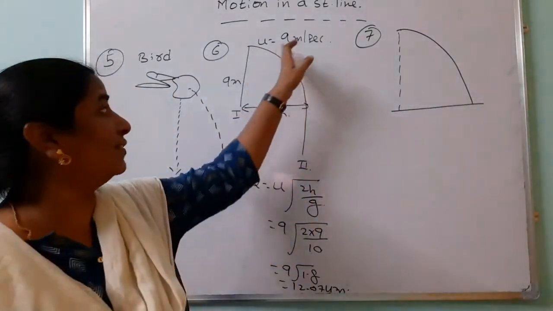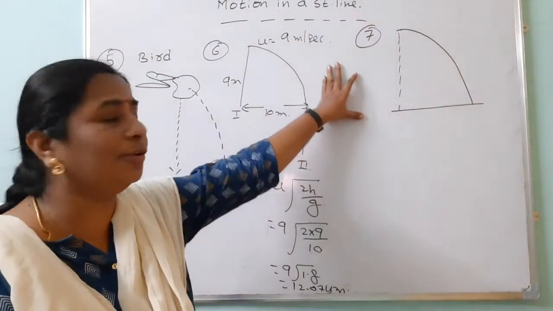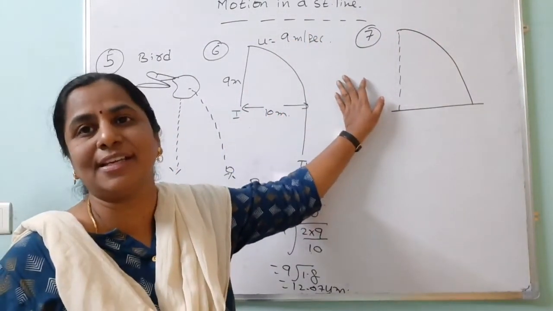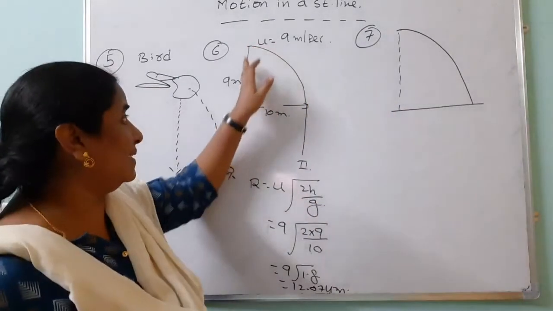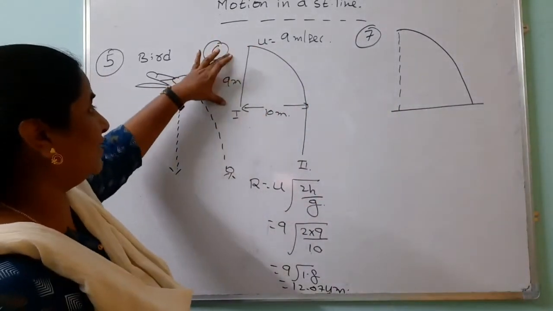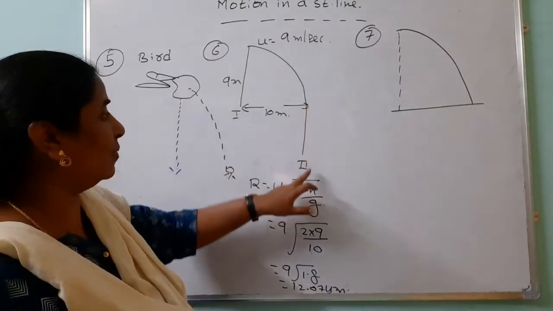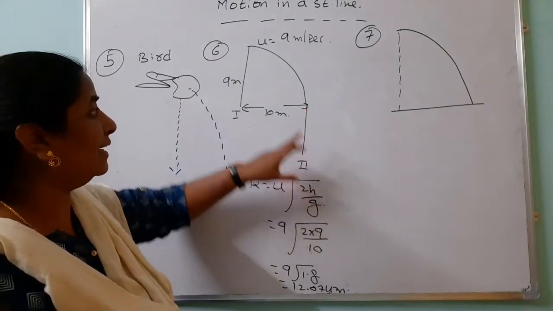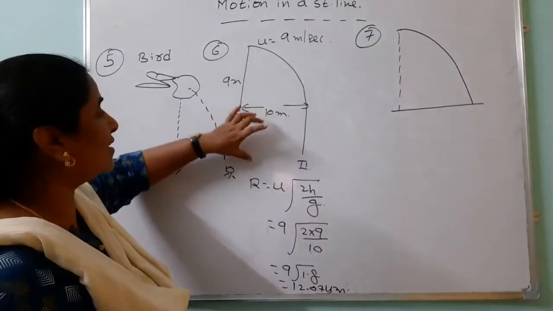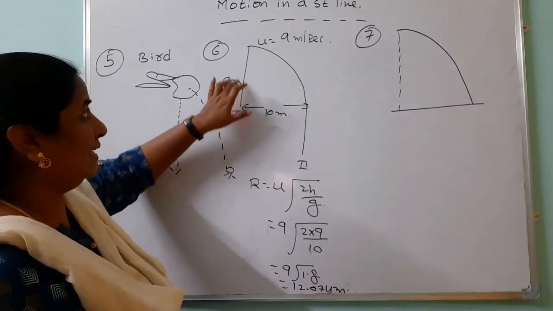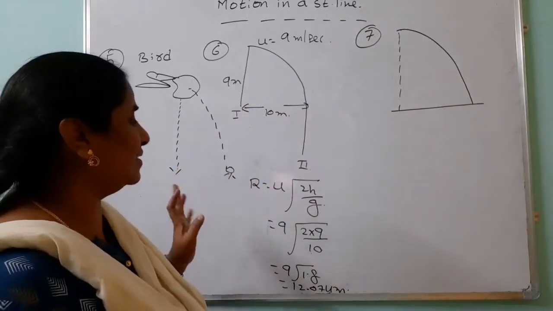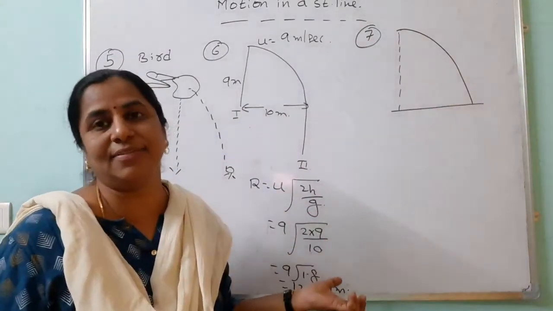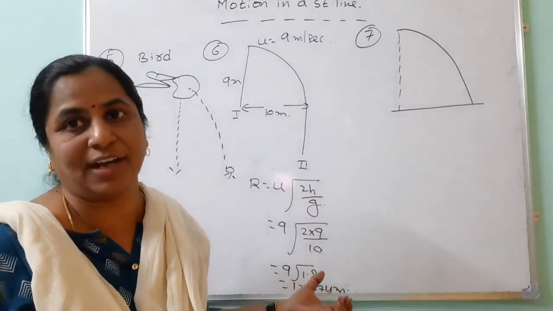Then our sixth question is, see, don't do this experiment. The person is jumping from one building to another building. Look here, this is the 9 meter building, the first one, and this is the second building. Clearly they have mentioned the difference of heights is 9 meters. Then the distance between these two buildings is 10 meters. The question is, will he land safely on the other building floor or not.